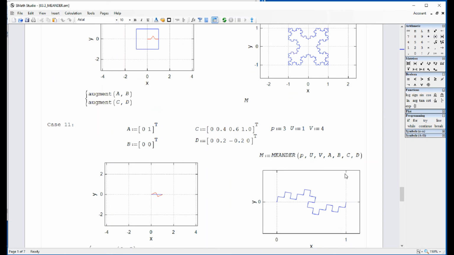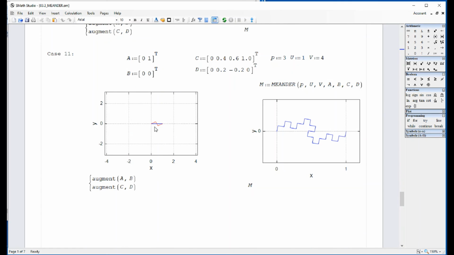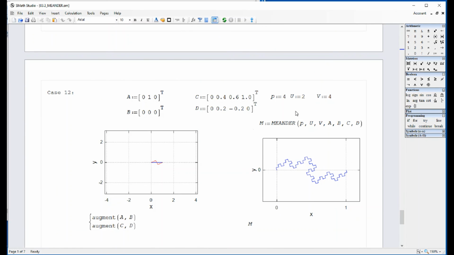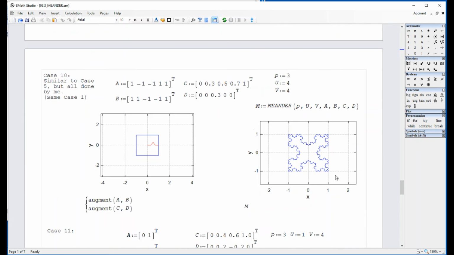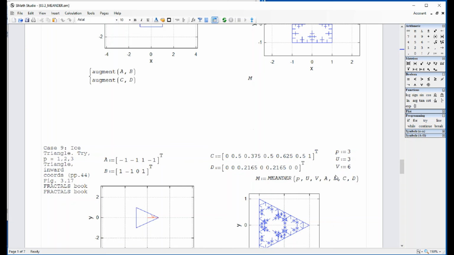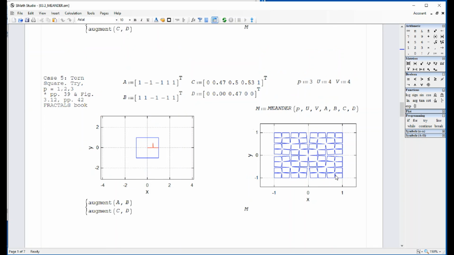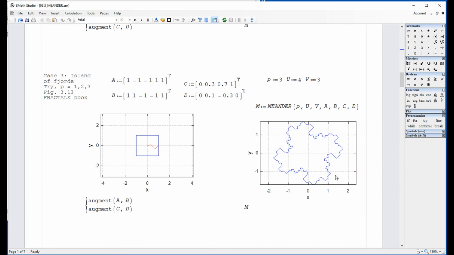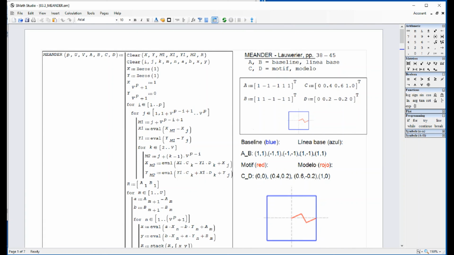And so far we have been using squares for the baseline, but you can use a straight line. The blue line here is the baseline, and this model repeated for p equal 3 produces that result. For p equal 4, the same model produces a more detailed curve. And so these are some examples of those meandering curves using a baseline and a model or a motif, and you are able to produce some interesting shapes. We're going to present a couple more videos on these with other resulting fractals. This is the end of this particular video.